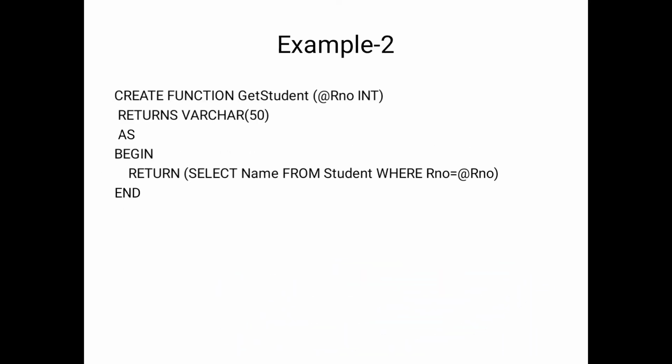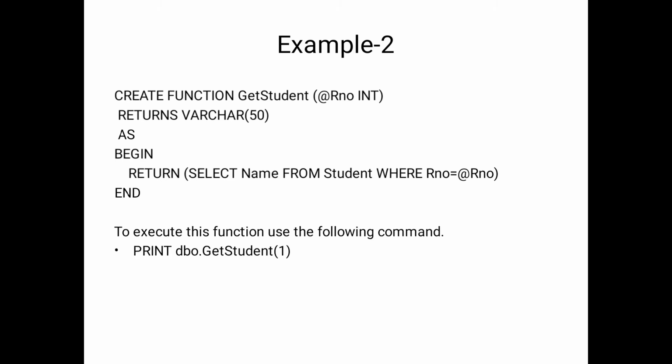Now I will explain another example. Please observe the statement here. I will modify only the statement here: select name from student where rollnumber is equal to @rollnumber. Here I will pass @rollnumber as 1. So 1 is equal to 1, so Ram will be displayed. Next, roll number 2: 2 is equal to 1, so false. That's why the second roll number's name is not displayed.